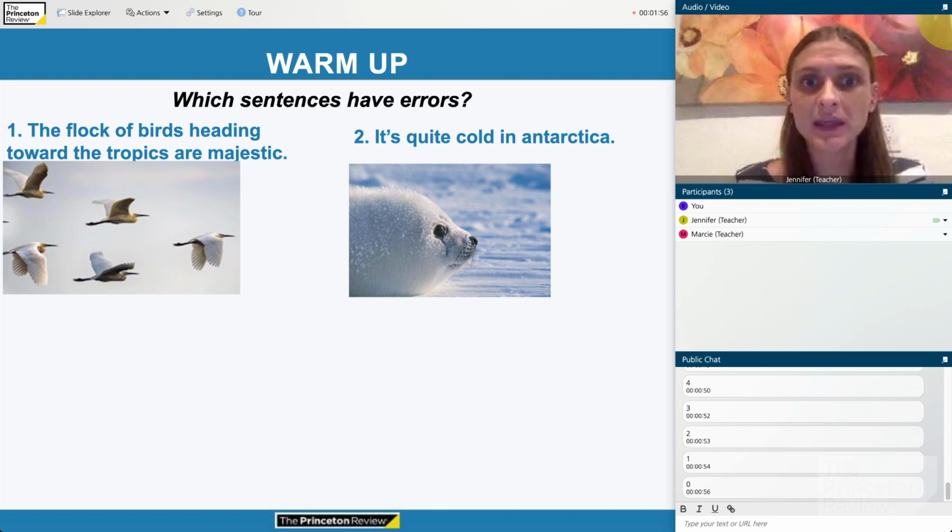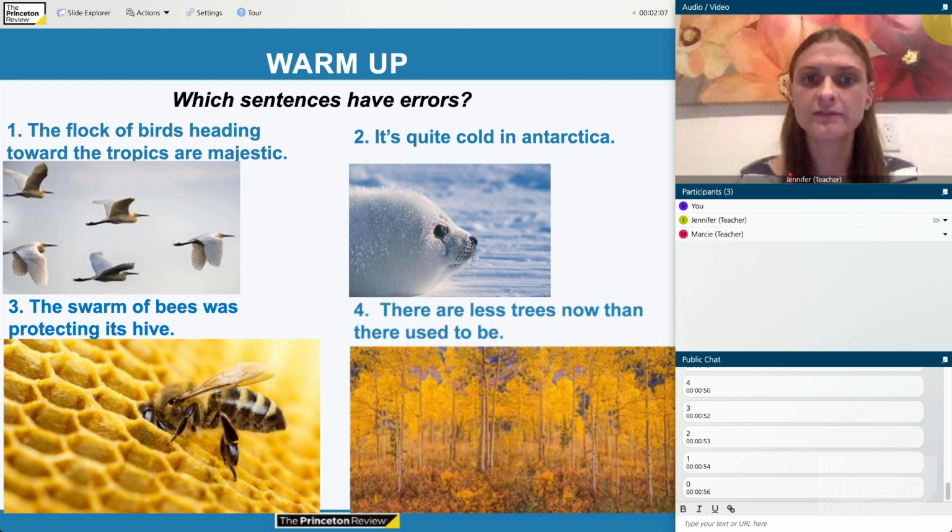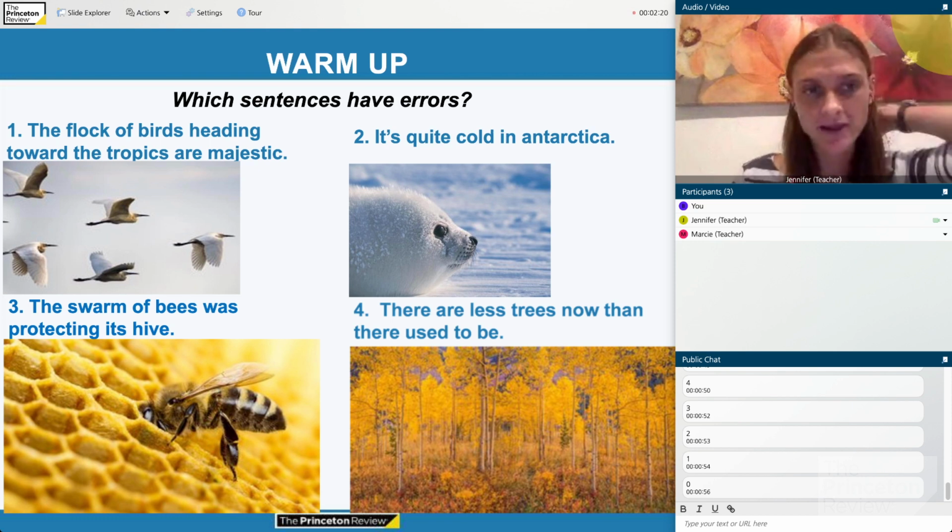Sentence 2, it's quite cold in Antarctica. Sentence 3, the swarm of bees was protecting its hive. And sentence 4, there are less trees now than there used to be. I'll give you a few more seconds here to mark down whichever you think are incorrect, and we're going to come back to these 4 sentences at the very end to review which are correct and which are incorrect.